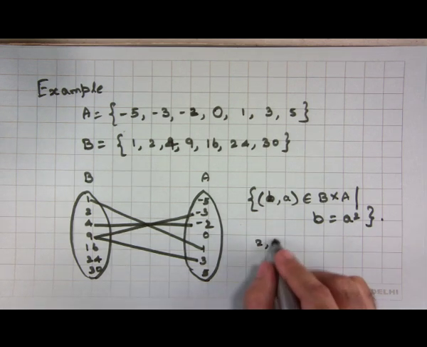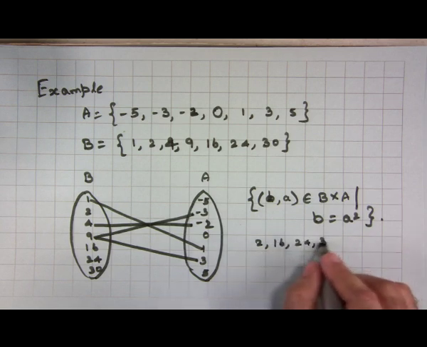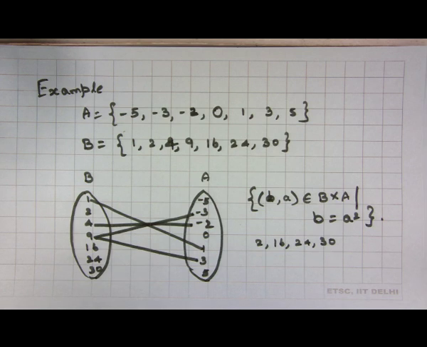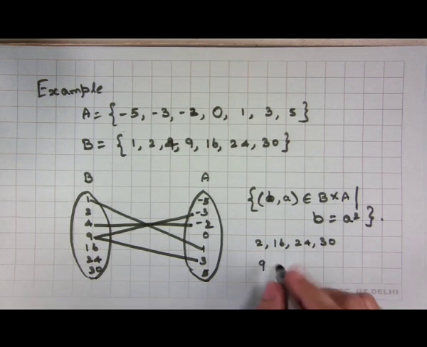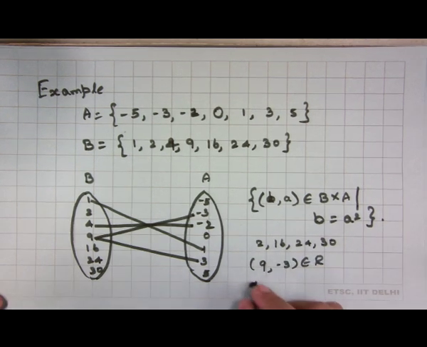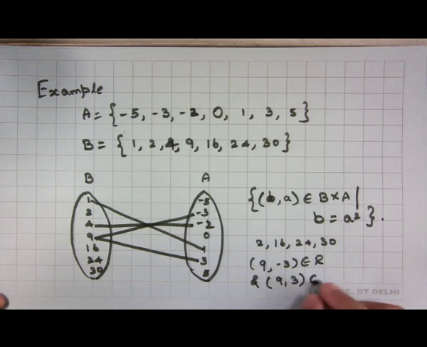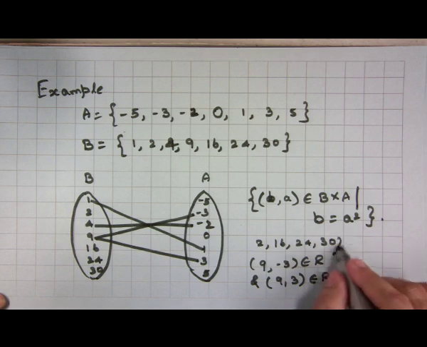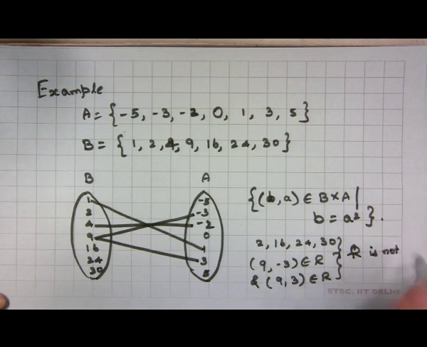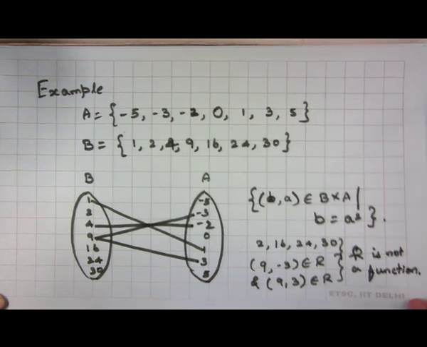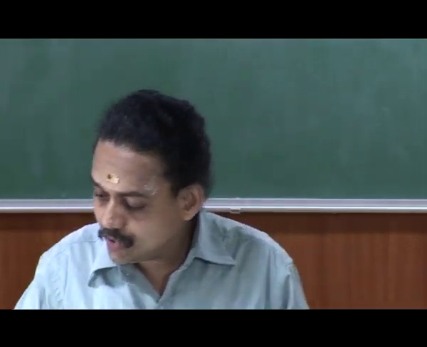If you look at this diagram, 2, 16, 24 and 30, all these are in B, but they are not related to any element from A. Also, (9, -3) is in R and (9, 3) is in R. So, all these three things together imply that the relation R is not a function, right.